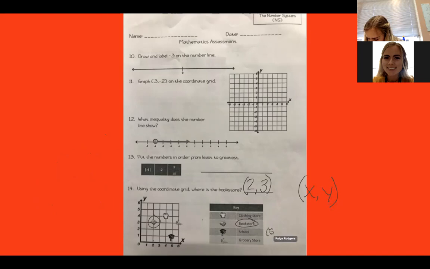You can practice finding the other points, like the school would be over 5 up 1. It'd be 5 comma 1. The clothing store would be over 4 up 4, so 4 comma 4. And the grocery store is over 6 up 3, so it'd be 6, 3. And these are all in quadrant 1.